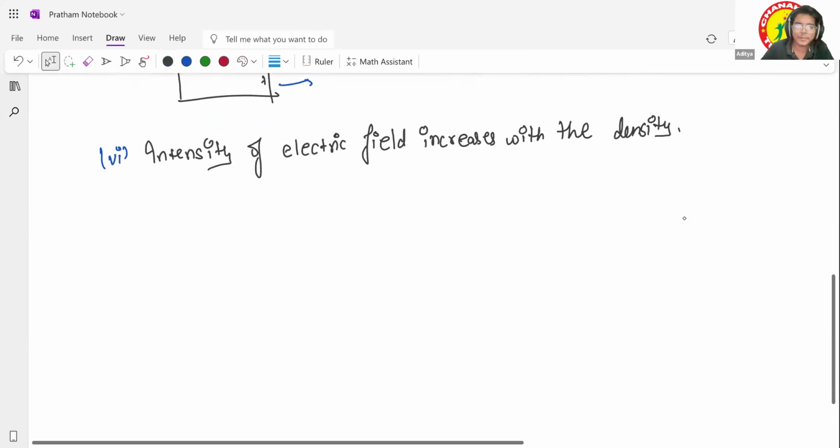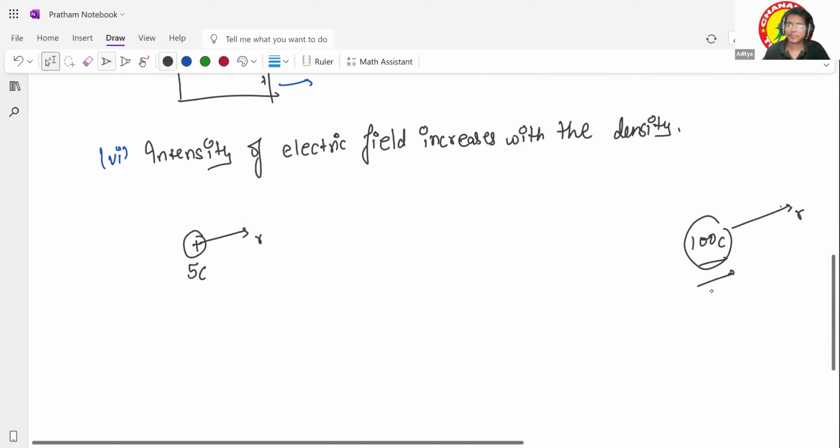What this means basically, just assume you have a charge of 5 coulomb, and I have another charge of 100 coulomb. If I ask you at some radius r, who is going to provide more force or more electric field lines, more electric field intensity, you can say this 100 coulomb, right? What's the reason behind this? Look, due to the density. You can see here its density will look like this.